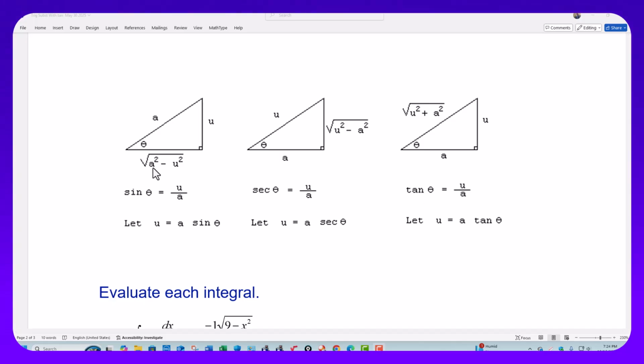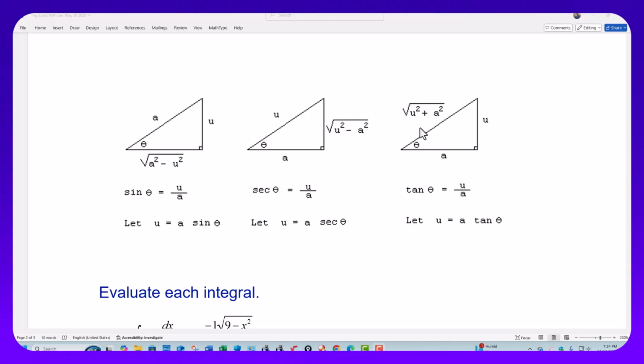If you have the form square root of a squared minus u squared, where a is a constant and u generally is a function of x, you use a substitution u equals a sine theta. It's the other way, square root of u squared minus a squared: use a substitution u equals a secant theta. Now sometimes you don't have to have the square root. As long as it's in this form, you can try this method.